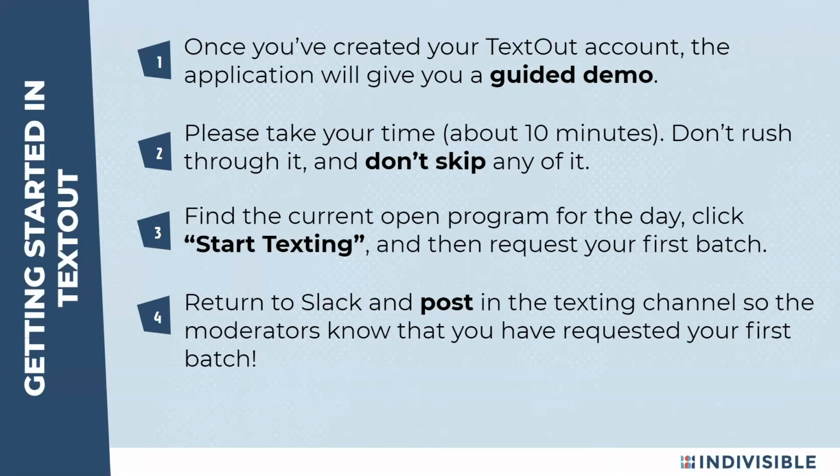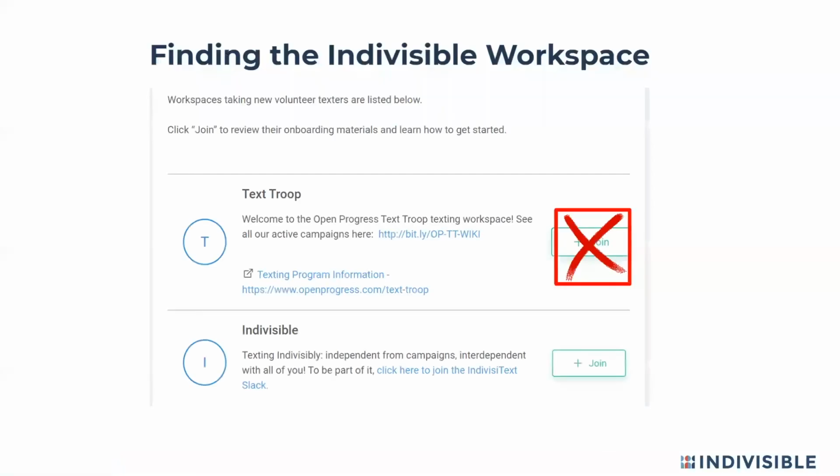Now I'm going to go through some screenshots on what this process looks like in TextOut. First, you'll want to enter the Windivisible workspace. As a reminder, there are other campaigns and other groups also using TextOut. You'll be able to find Windivisible's workspace listed by name. Click Join to enter our workspace.